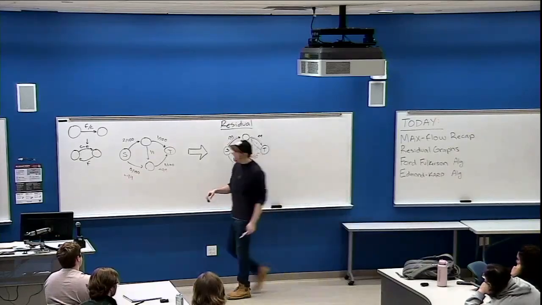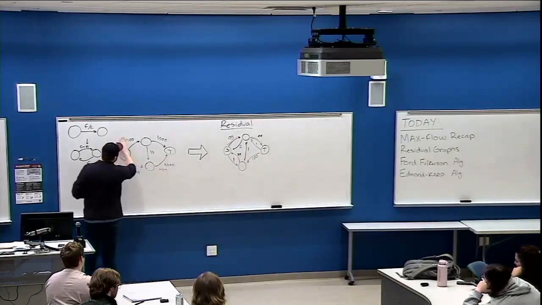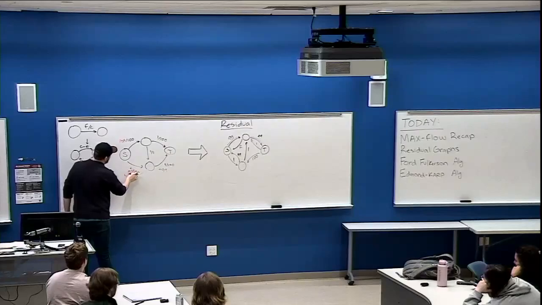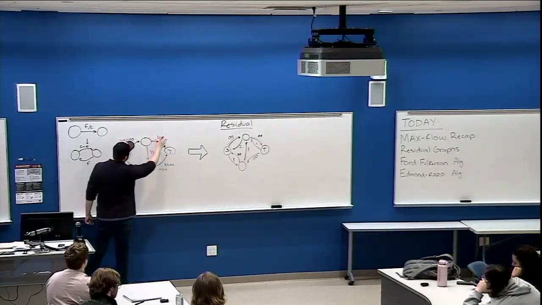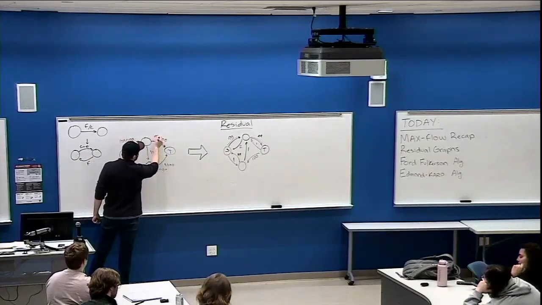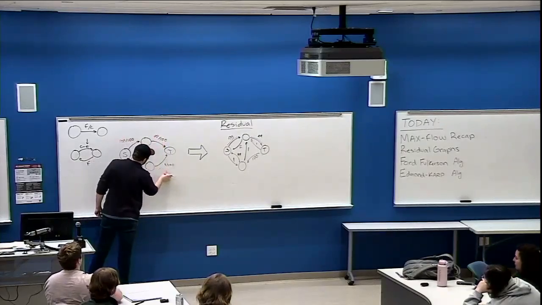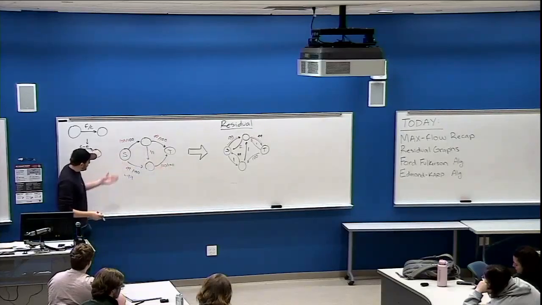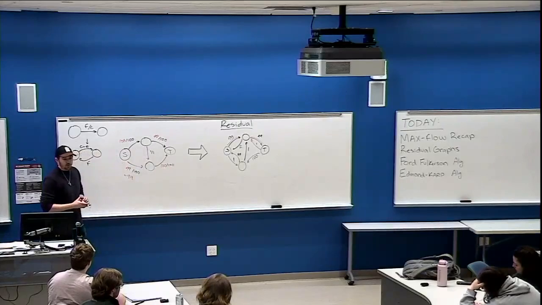And what you'll notice is that this is going to come out to 100 out of 100. This is going to be 99 out of 100 for now. This is going to be 99 also, and then this is going to be 100. Okay, so this is my graph right now. Now just looking at this, is there a way that I can send a little bit more flow?